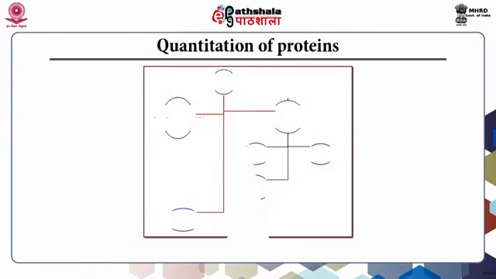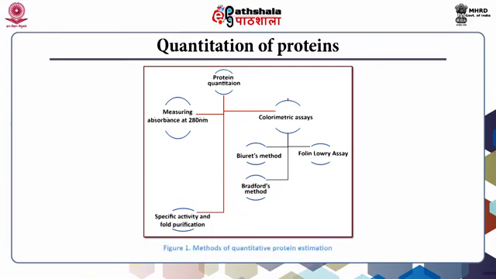The quantitative estimation of protein is a very important and necessary step throughout the entire purification process. The knowledge of the amount of protein present after each step in purification is an essential criterion. Depending on the amount and purity of the protein available, different chromatographic methods can be selected for protein separation. The various methods of estimating protein quantitatively are shown in this figure.